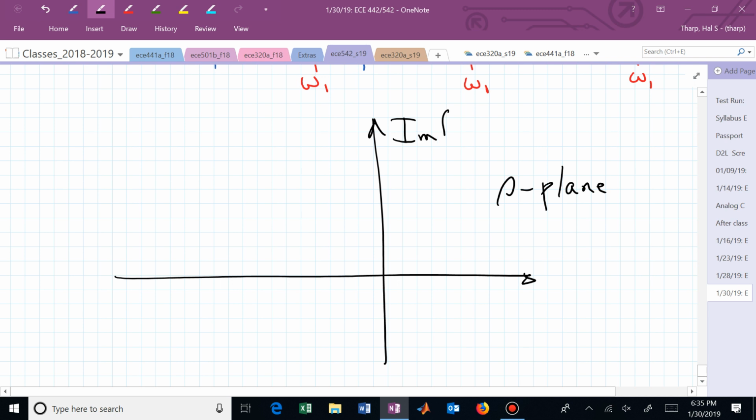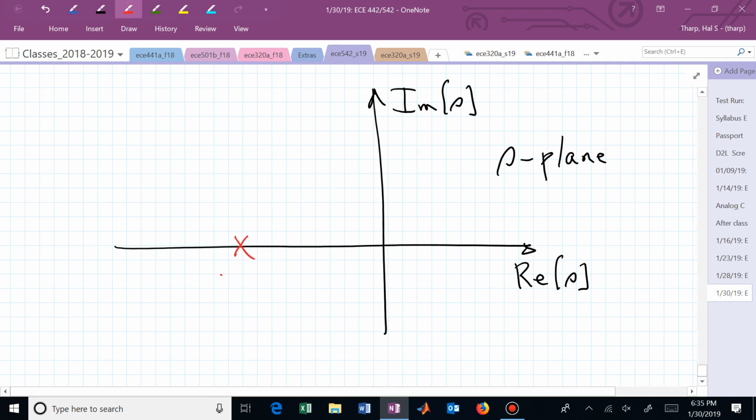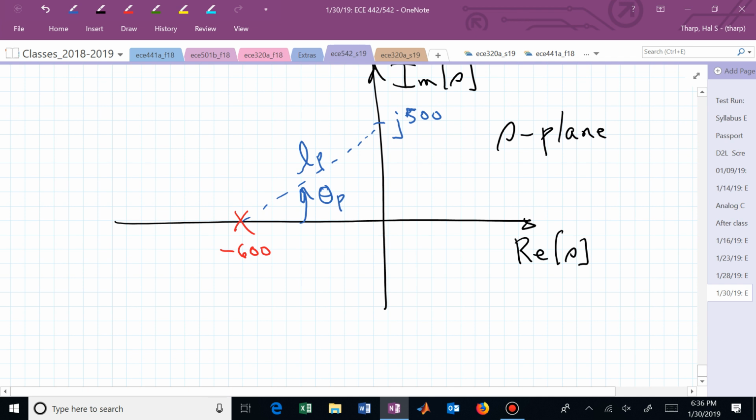Here's the imaginary s, so here's another way of thinking of it. Here's the real value of s, and our pole is at minus 600, and the frequency that we're interested in, we're walking up the imaginary axis and we wait until we get to 500 and we say, oh, how does this pole or this transfer function contribute? Well, it contributes based on the length. That's going to be in the denominator, and it also contributes by the phase, and that's determined by the angle that that pole makes with this location on the imaginary axis corresponding to omega 1, j omega 1.